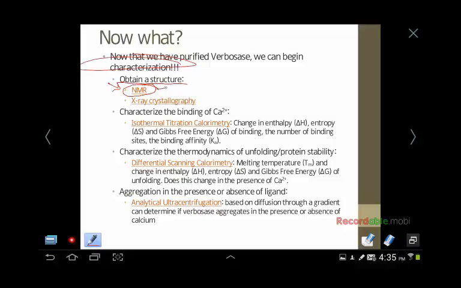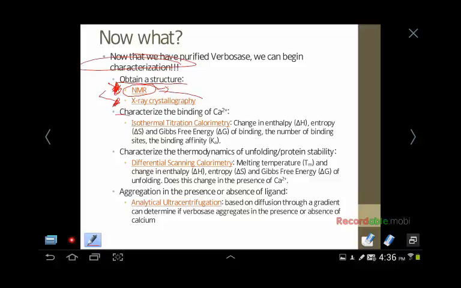Y'all should remember this from organic chemistry. I know y'all did a little bit of NMR there. You could also make a crystal of the protein, which is relatively difficult to do for proteins, but it is doable. It's been done many times before. And you can determine the structure using X-ray crystallography from the diffraction patterns of X-rays hitting the atoms.